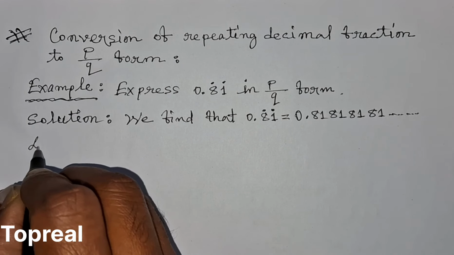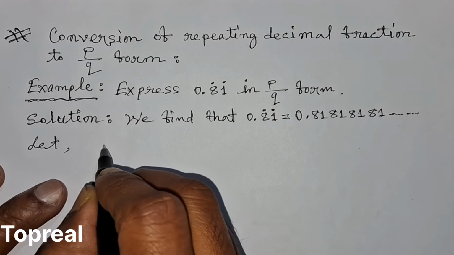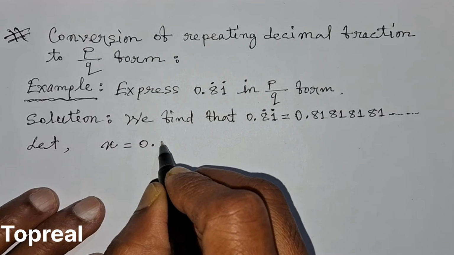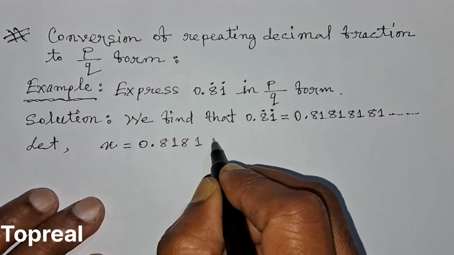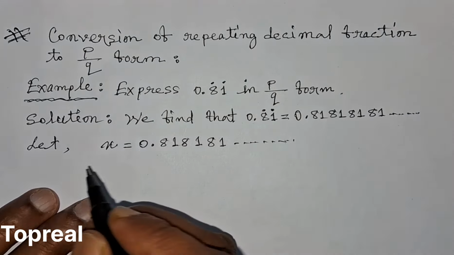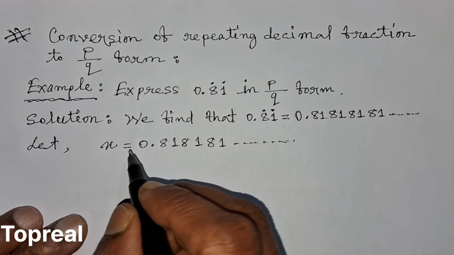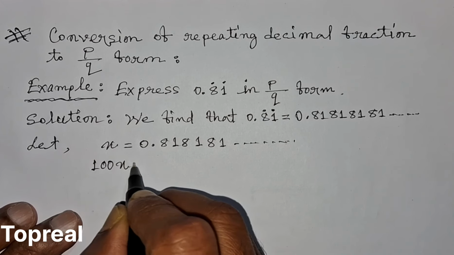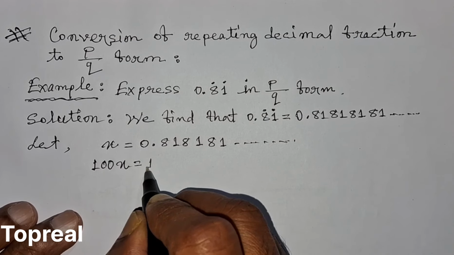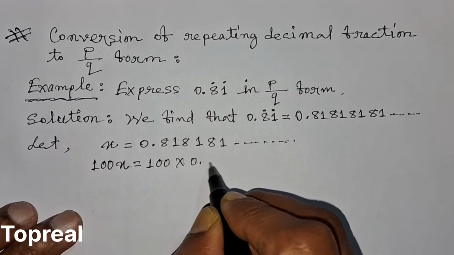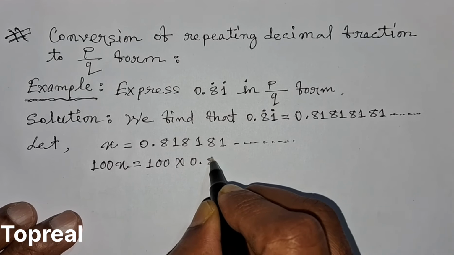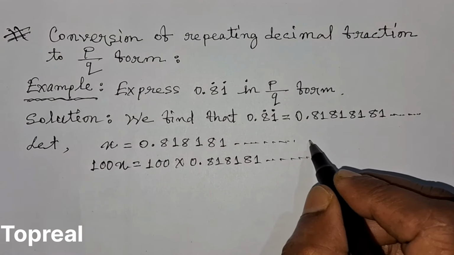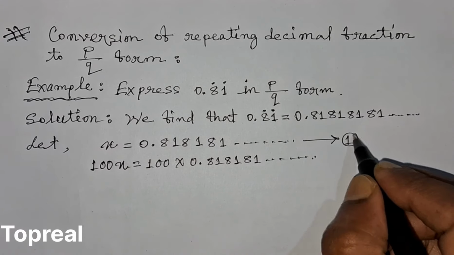Suppose that, let x is equal to 0.818181 and so on to infinity, and 100x is equal to 100 times 0.818181. This is equation number 1.